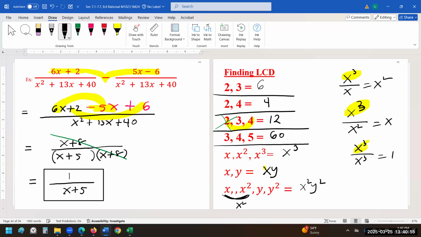So you compare these, you get x squared. You compare these, you get y squared. Now between x squared and y squared, they have nothing in common, so you multiply them both. Clear now? How do you find LCD?